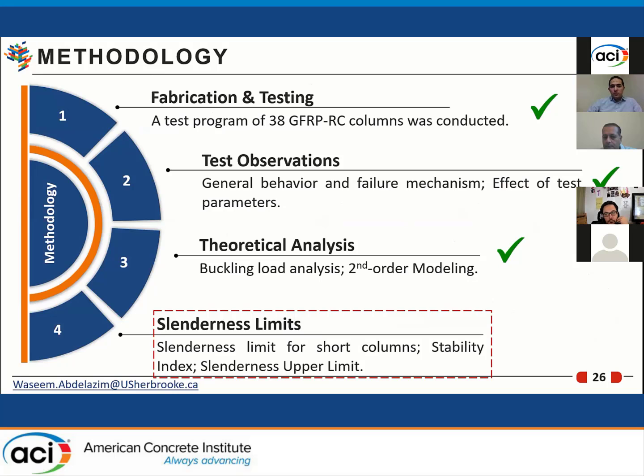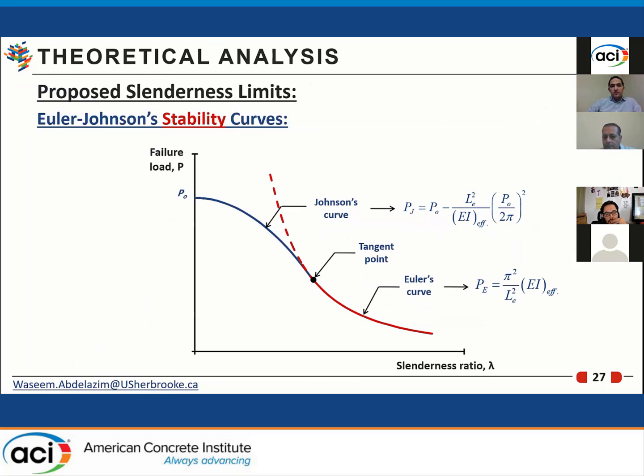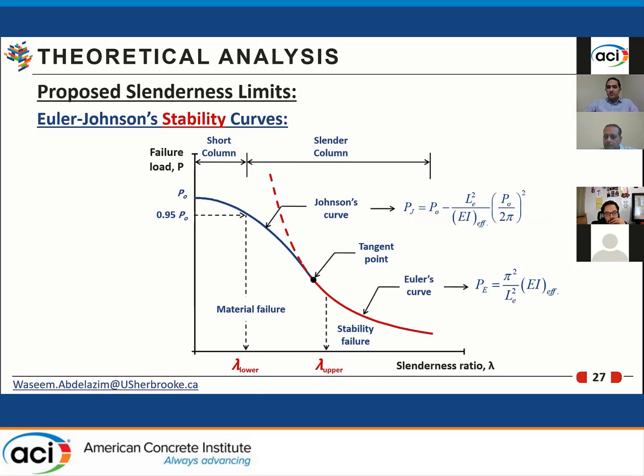Using this theoretical analysis, we defined the slenderness limit. First, we have to define the stability curve, or Euler-Johnson stability curve. This curve displays the effect of slenderness ratio on the column axial capacity based on Euler-Johnson's formulas. From this curve, two slenderness limits can be plotted. The lower slenderness limit is determined at 5% strength reduction, below which the column can be safely designed as short, and the upper slenderness limit defines the limit beyond which the probability of stability failure increases.